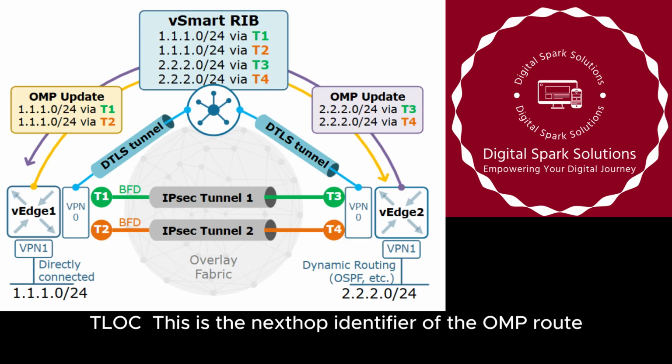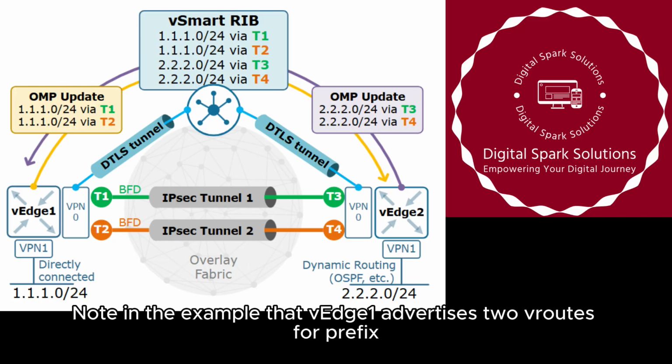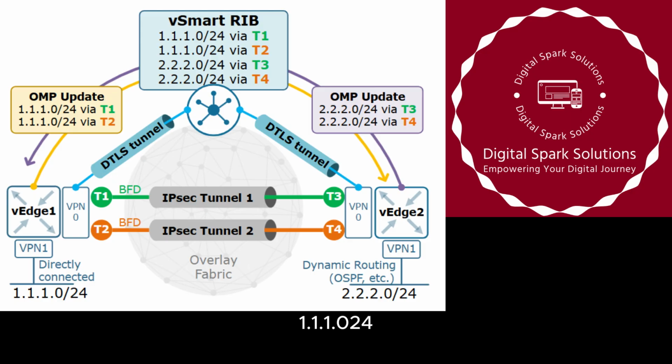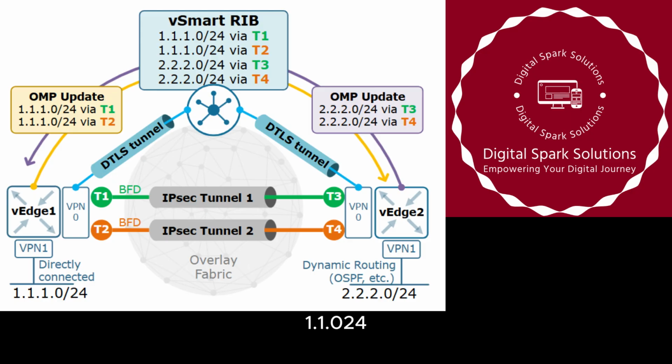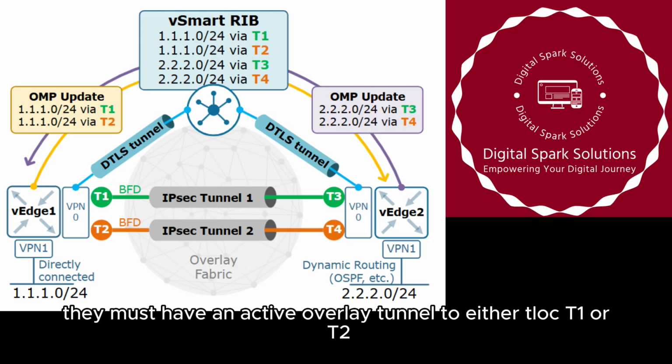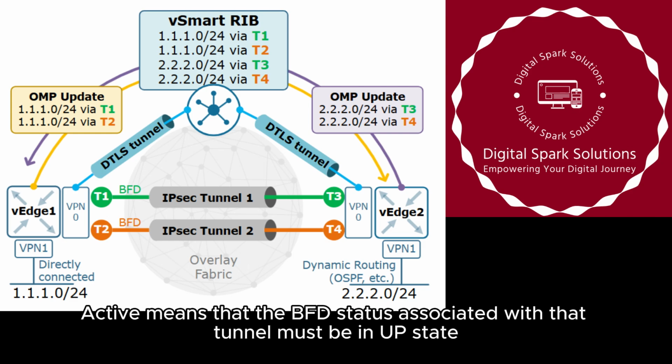TLOC. This is the next hop identifier of the OMP route. Note in the example that vEdge 1 advertises two routes for prefix 1.1.1.0/24, one via TLOC T1 and one via TLOC T2. This tells the vSmart controller and, subsequently, all remote WAN edge routers that to reach subnet 1.1.1.0/24, they must have an active overlay tunnel to either TLOC T1 or T2. Active means that the BFD status associated with that tunnel must be in up state.